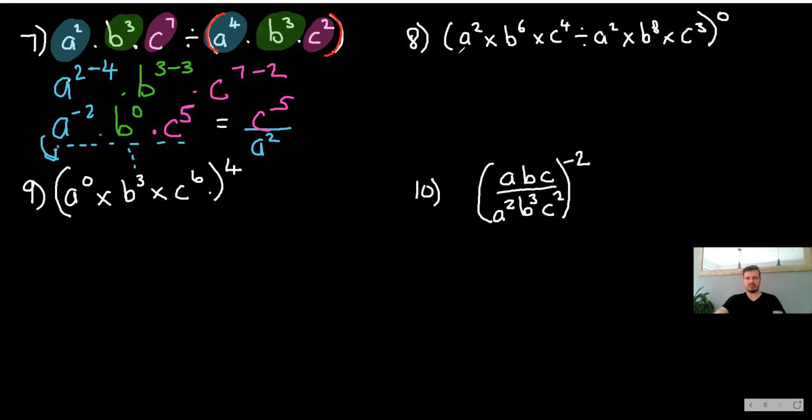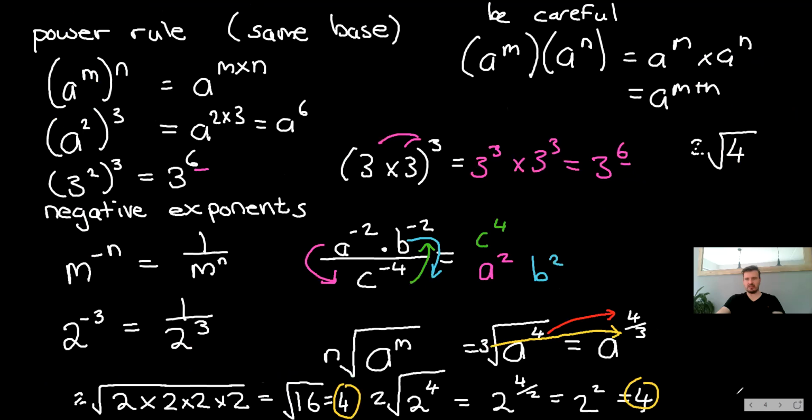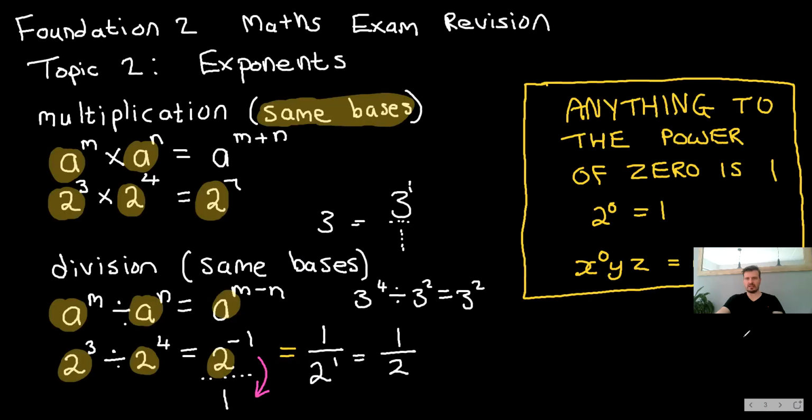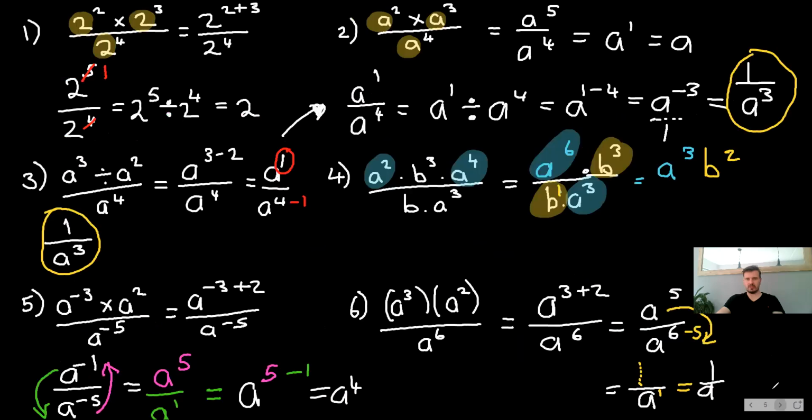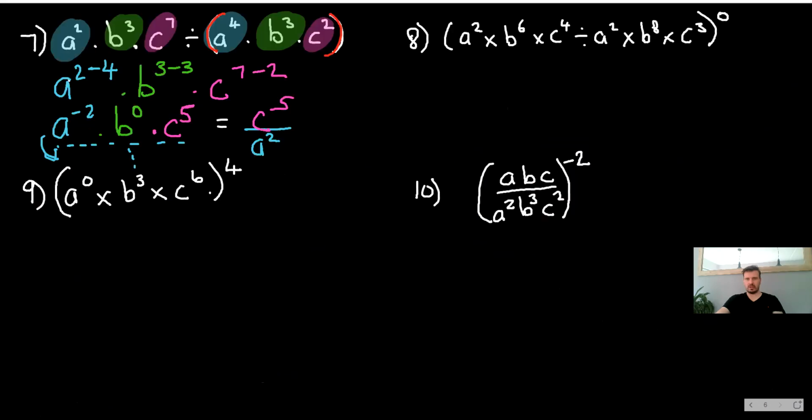This one, to the power of 0, all of this complicated stuff we don't have to worry about. Because if we go back to here, anything to the power of 0 is 1. So anything to the power of 0 is 1. So this is simply just 1. Nice.